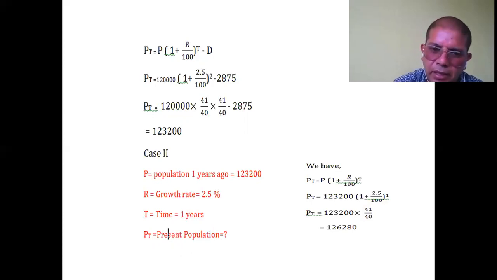If population is increased, you should add, and if population is decreased, you should subtract. In our formula, PT is equal to P times (1 plus R by 100) power T. These are basic concepts and basic examples. Try to do all the examples. There may be some errors in our solution. Try to correct these, and you should do all your homework. Then you can do all these concepts.